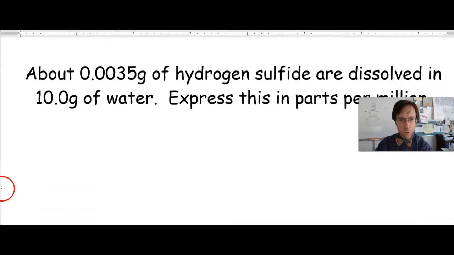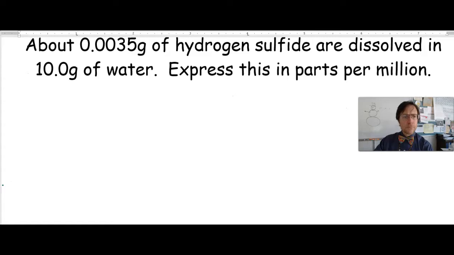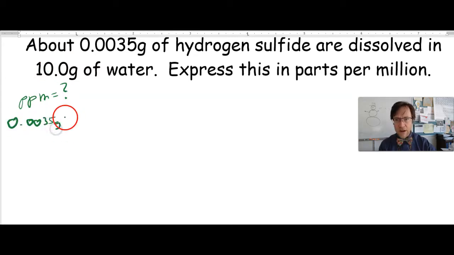That's how that's done. Oh, one more. All right, about hydrogen sulfide. Not good stuff. So about 0.0035 grams of hydrogen sulfide are dissolved in 10 grams of water. Express this in parts per million. I think I know what equation we're going to use, but let's just do it anyway. Let's find parts per million. I've got 0.0035 grams of hydrogen sulfide dissolved in 10 grams of water. All right, that's all I need.